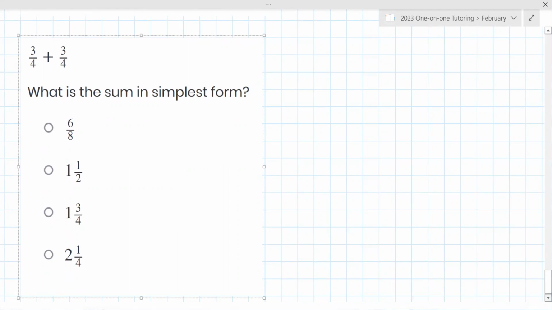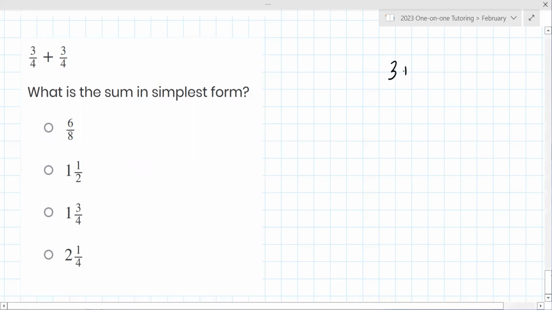6, 8. Okay. How did you get that? Because I added 3 and 4. No, that's not how you got 6. You didn't add 3 and 4, because 3 plus 4 is 7.